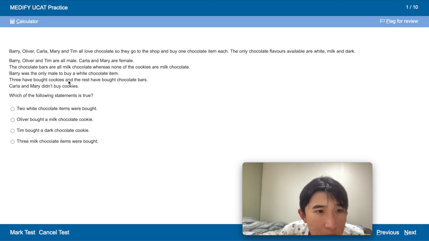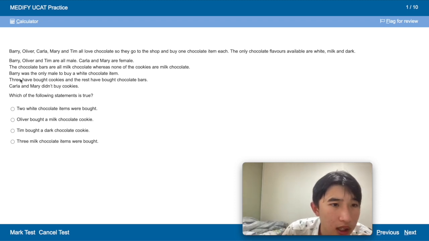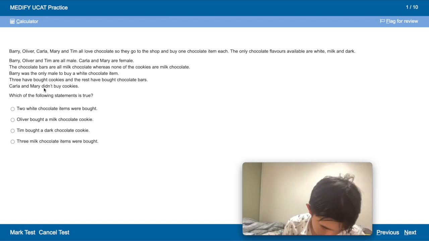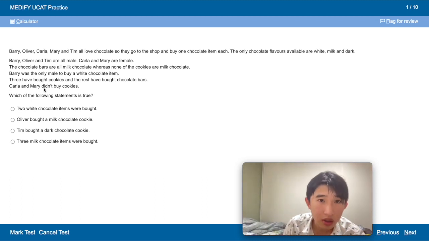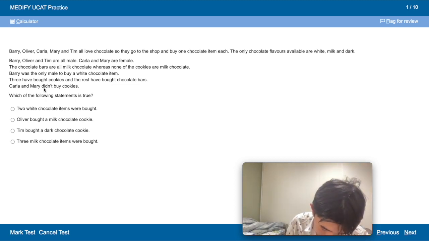None of the cookies are milk chocolate. So Barry, white cookie? Believe so. Three have bought cookies and the rest have bought chocolate. Carla and Mary didn't buy cookies, so they bought bars. And three have bought cookies. Sort of figure them out. And the chocolate bars are all milk chocolate, so it's milk bars. And none of the cookies are milk chocolate.